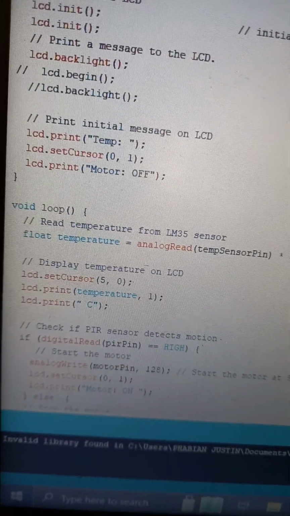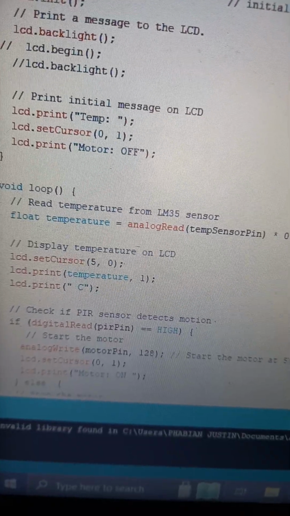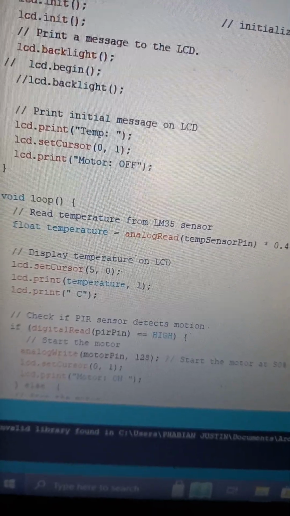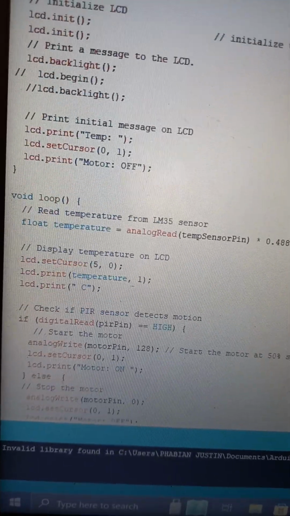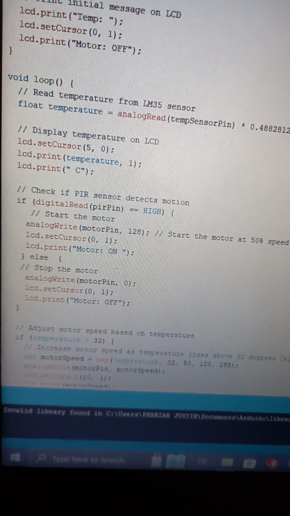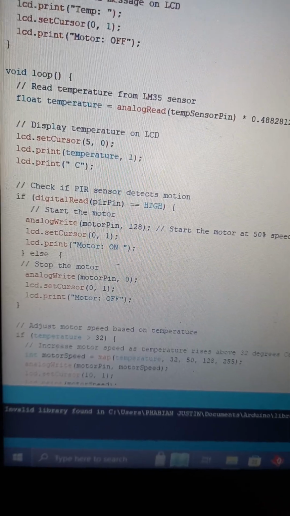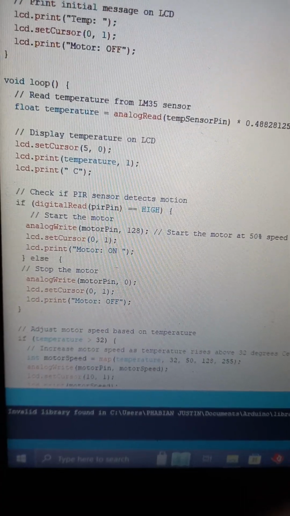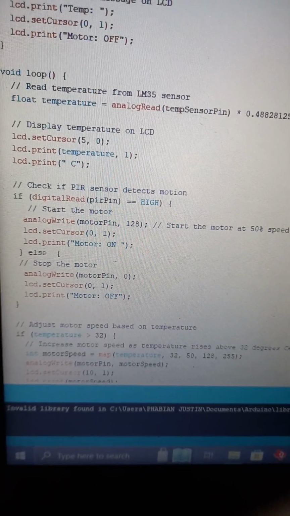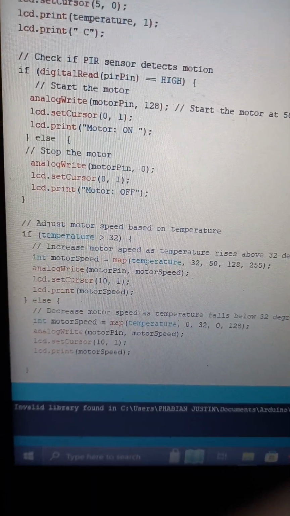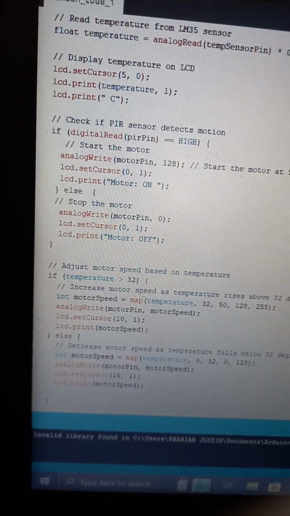Then we are going to print the initial message on the LCD: temperature, then motor state, on or off. In the void loop, we are going to read the temperature from the LM35 sensor. When temperature increases, the speed of our motor will also increase, and if temperature decreases, the speed of the motor will also decrease. That is the condition, so we are going to use an if-else statement.